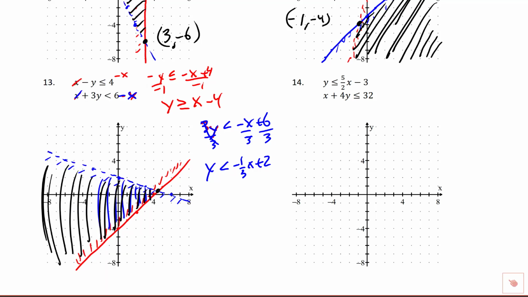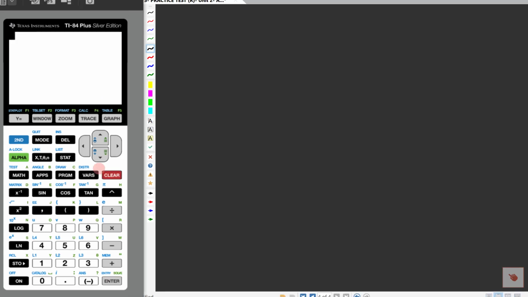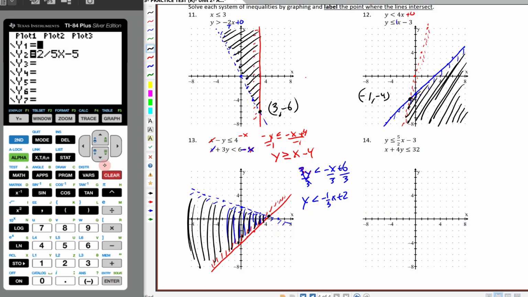So I'm going to pull this up, shrink this down here. I'm going to clear this off, and I'm going to hit y equals. Clear each of those off from when we graphed before, and we're going to type in the red one. So this is going to be x minus 4. And then the blue one down here is negative 1/3.